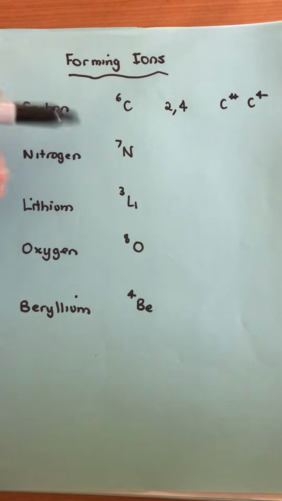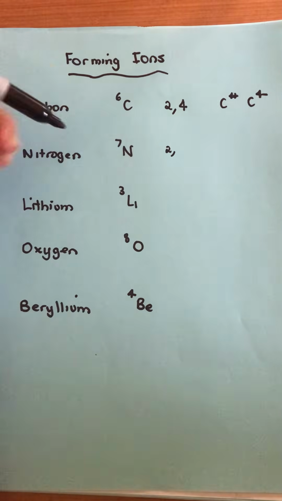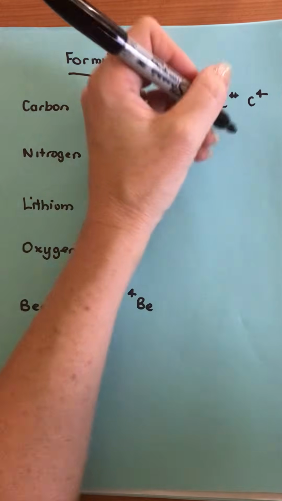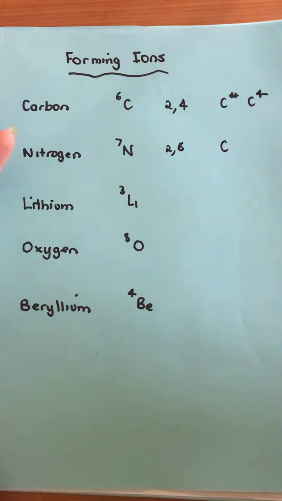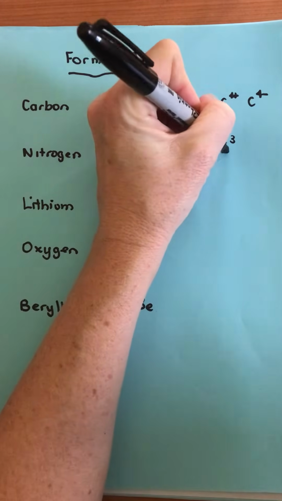For nitrogen, when we write its electron configuration, we've got 2 and then we've got 5. That means it's closer to having that full shell of 8, which means it wants to gain 3 electrons. If it gains those 3 electrons, that will then mean it has more electrons than protons, so that'll be more negative, and it will be 3 minus.